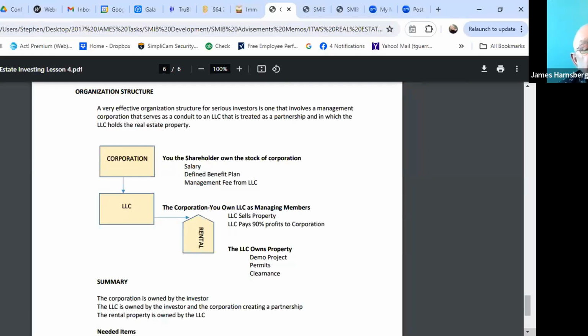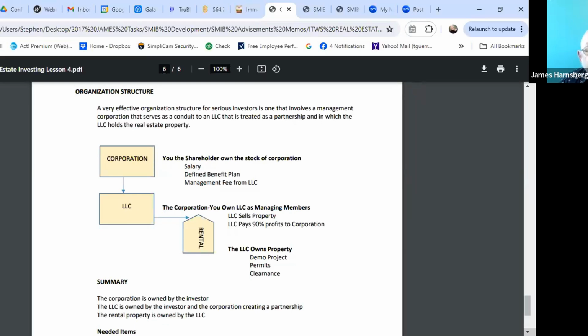The LLC owns the property. So the LLC sells the property and pays the 90% profit to the corporation. The demo project is done at the LLC. The LLC pulls the permits, gets the environmental clearance, does all of the heavy lifting. We could have sold the shares of the LLC, or the LLC could have sold the real estate. Either one. We're going to keep the LLC and sell the real estate.